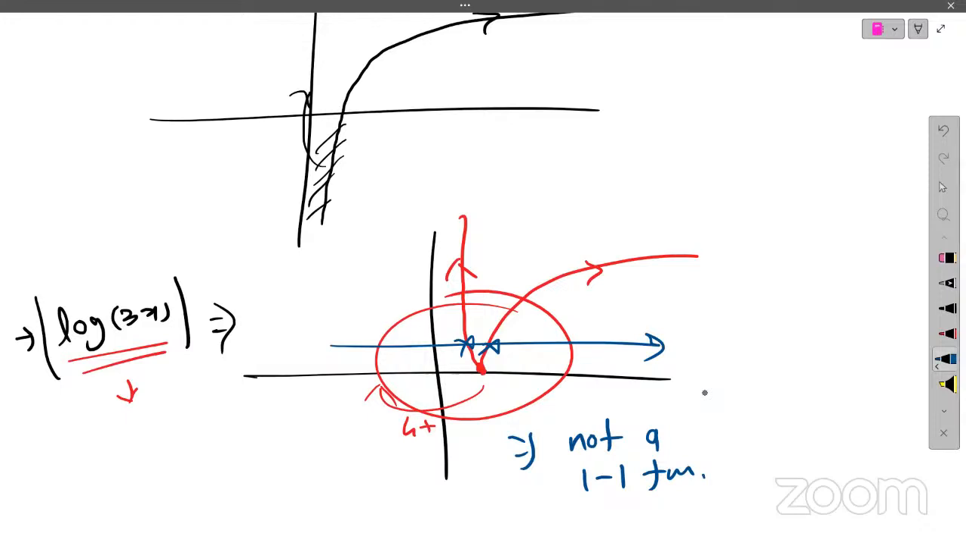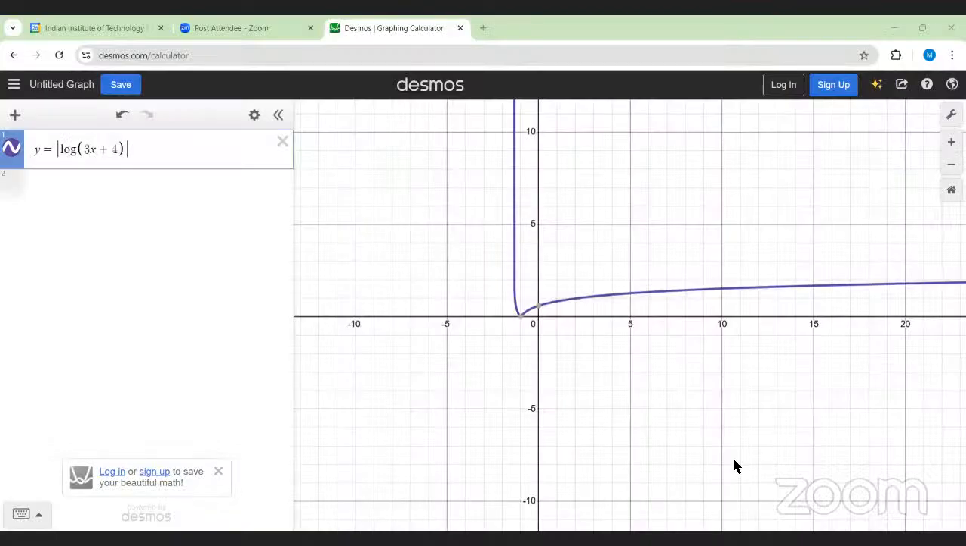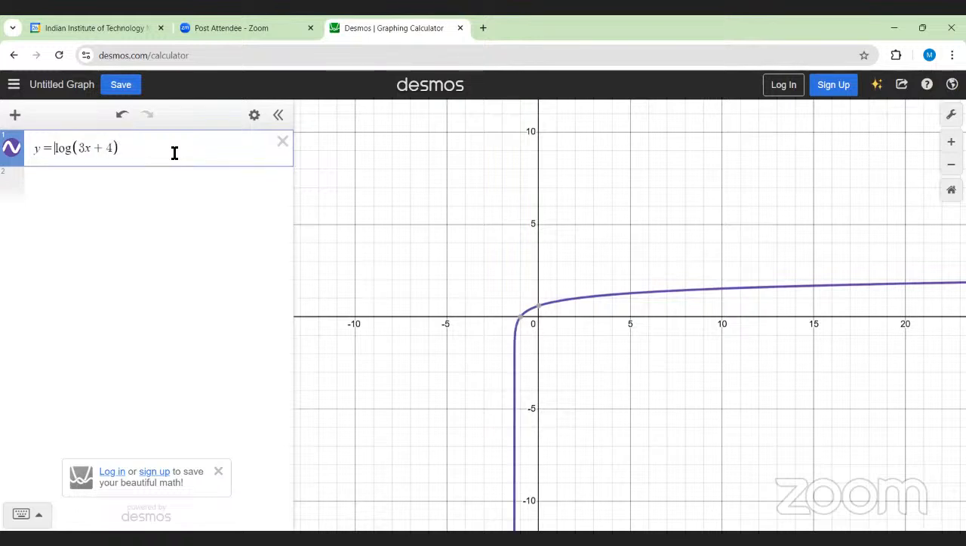Hello, ma'am. I have a question: if we remove the modulus function, then how would it be onto? Yeah, I'll show you how it would be onto. Let's go to Desmos. Okay, so this is the graph of log of 3x plus 4. Now suppose I remove the modulus function. Now see what the graph will be.